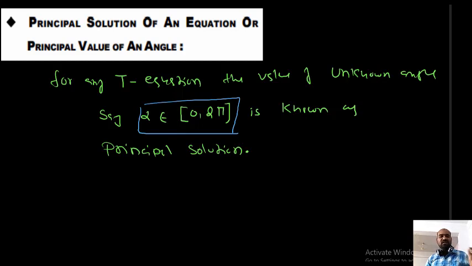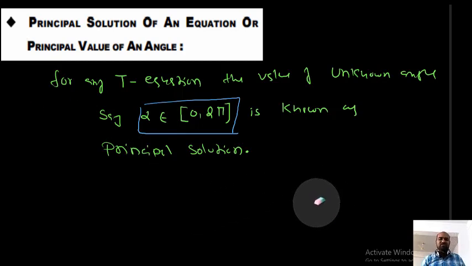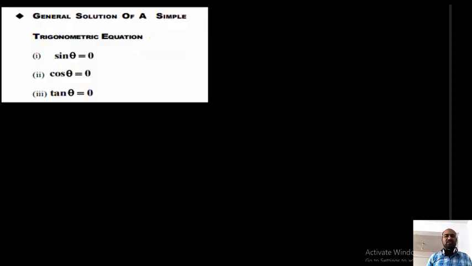Without the principal solution, you can't write the general solution. Because what I wrote for the general solution for the sine function, n pi plus minus 1 power n into something, I write alpha. This alpha is called the principal solution for that equation. First of all, we need to find the principal solution, then only you can find the general solution. This is the definition of principal solution.